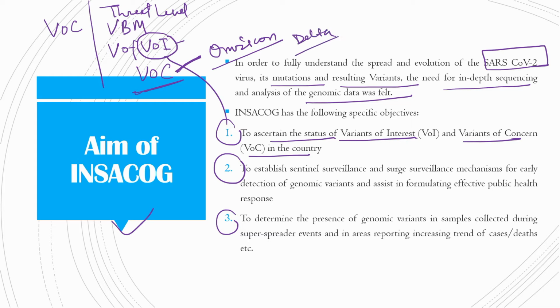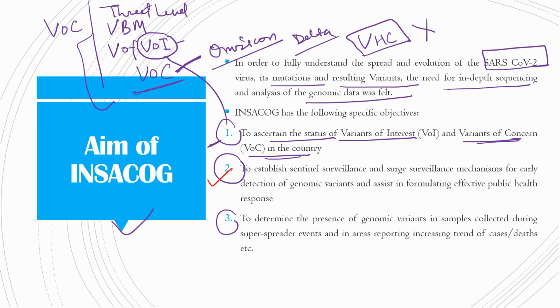And at the end, there's one more threat level, and that is variants of high consequence. In this, there is no case so far, and this is a very severe condition where there are very rare chances of the person to save the life. So these are the threat levels. So if I talk about the first point, it is just to ascertain the status of variants of interest, variants of concern, and other threat levels actually.